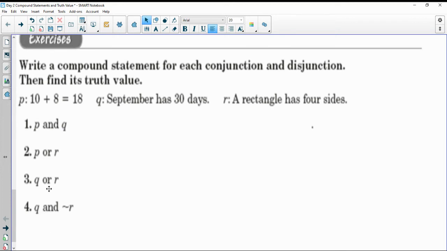Down here, I've got two ands and two ors. So I'd like you to pause me and go ahead and give it a try. These ones are obviously a little easier to definitely tell if they're true or false. So these make it a little bit better. So go ahead and pause me and give it a whirl.